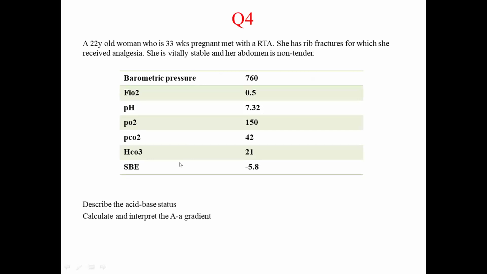Okay. So now question 4. So here is a 22-year-old woman, 33 weeks pregnant, who met with an RTA. She has a rib fracture for which she received some analgesia and she's vitally stable. Her abdomen is non-tender. Now they have done an ABG which is as follows. So you need to describe the acid-base status of this patient and you have to calculate and interpret the A-a gradient. So please go through the question properly. It is a pregnant lady.